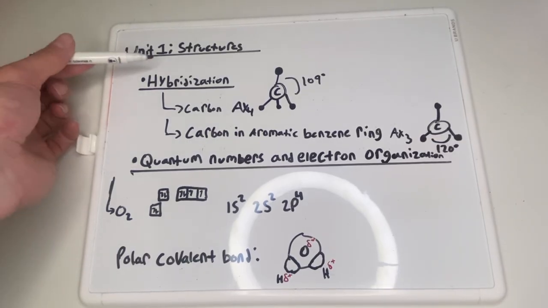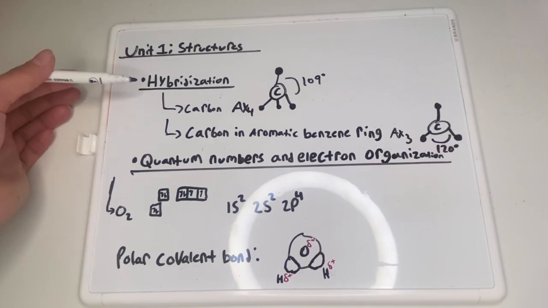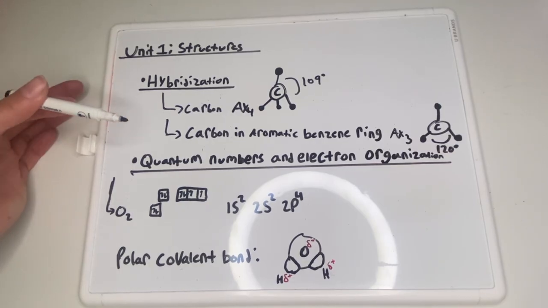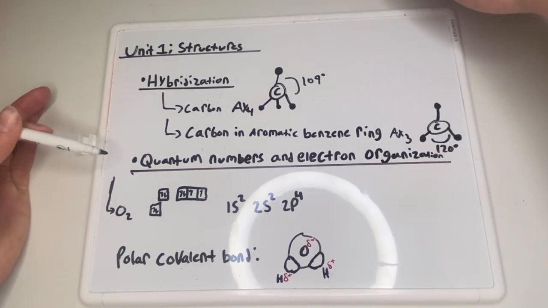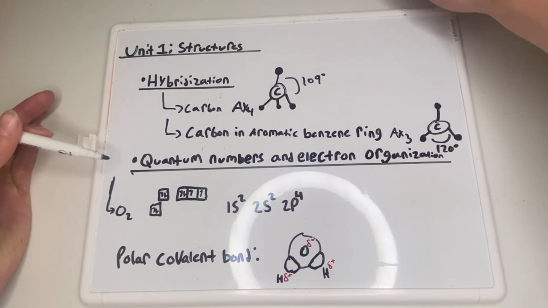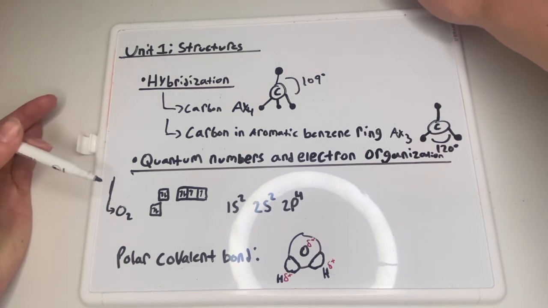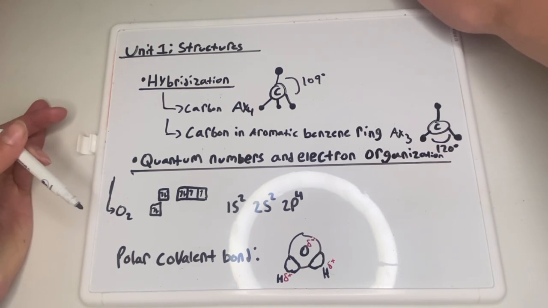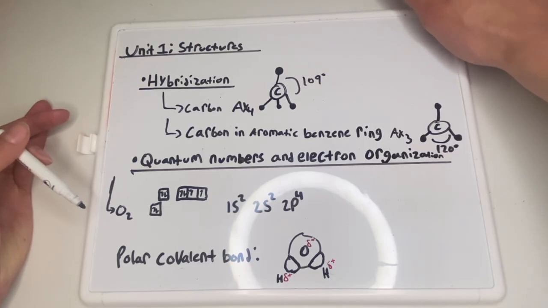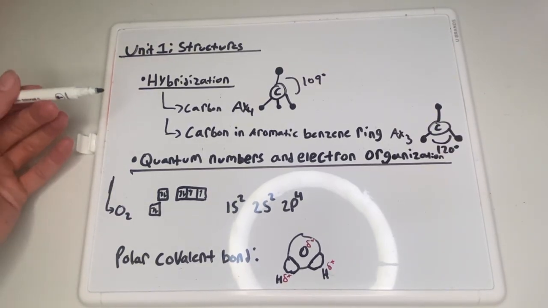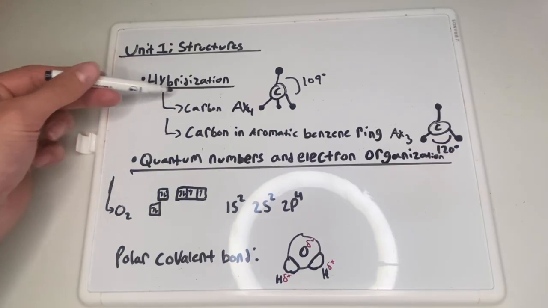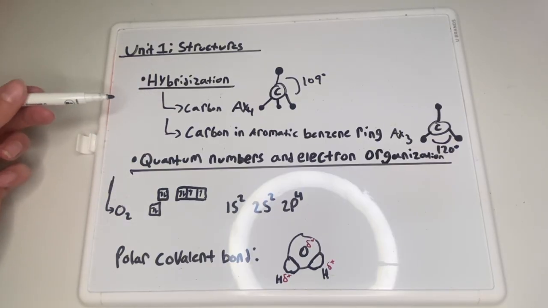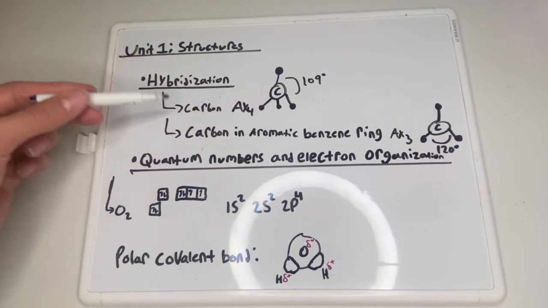Unit 1. Structure. Let's start with hybridization. Many carbon atoms are sp3 hybridized, meaning they form 4 sigma bonds with tetrahedral geometry around 109.5 degrees. The carbon atoms involved in the aromatic benzene ring are sp2 hybridized. These atoms form trigonal planar structures with bond angles near 120 degrees.